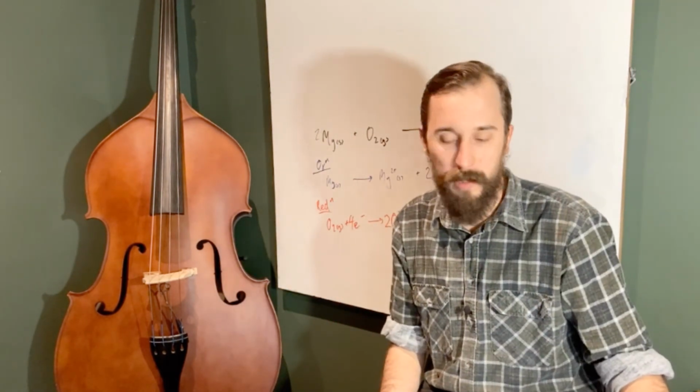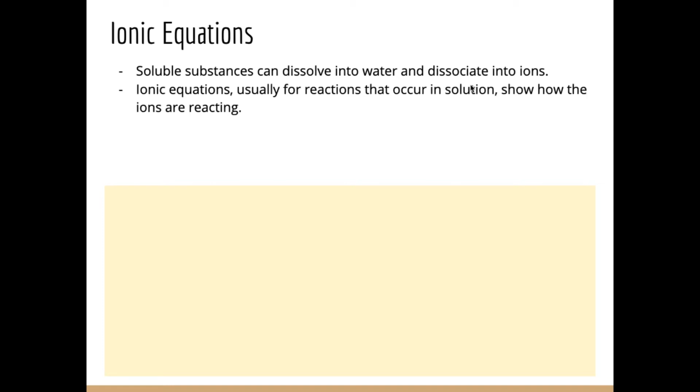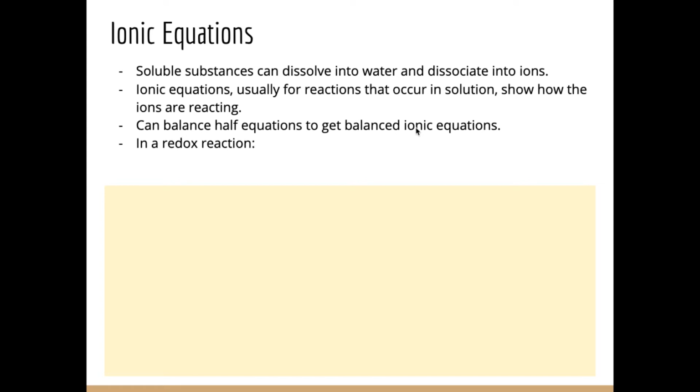And we've got this new type of chemical equation that we haven't looked at, called ionic equations, which, as you might guess, has ions in it. If it's called an ionic equation, it's going to have ions in there somewhere. Soluble substances can dissolve into water and dissociate into ions. We've looked at that previously. Ionic equations, usually for reactions that occur in solution, show how the ions are reacting. We can balance half equations to get balanced ionic equations.